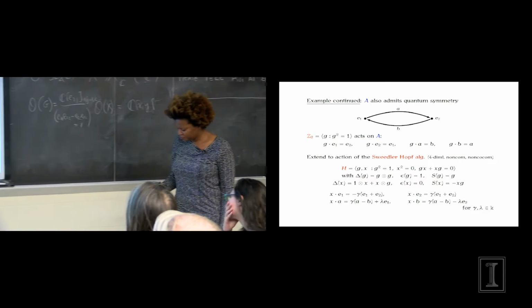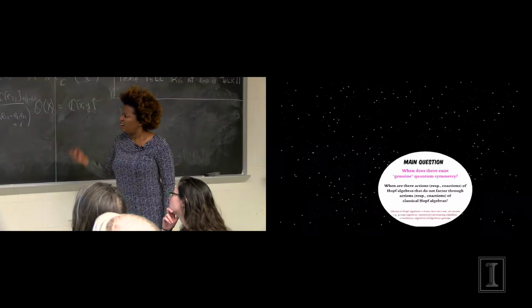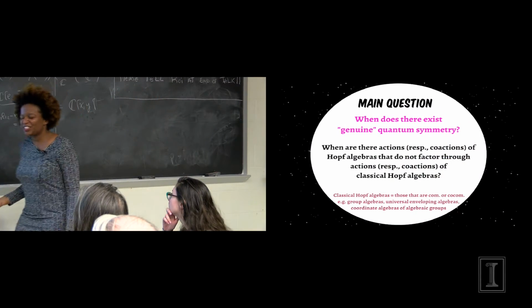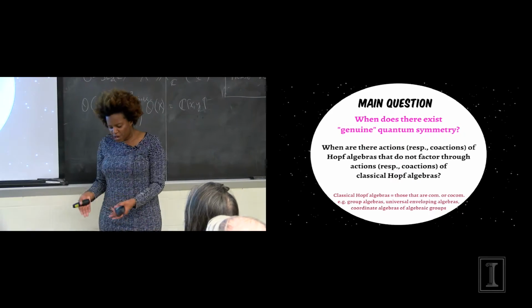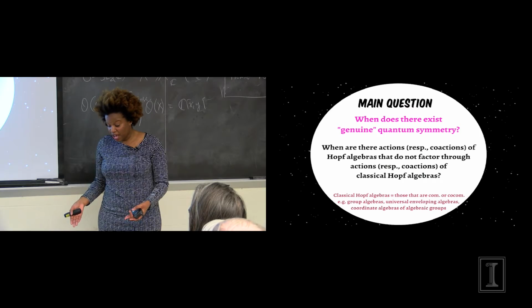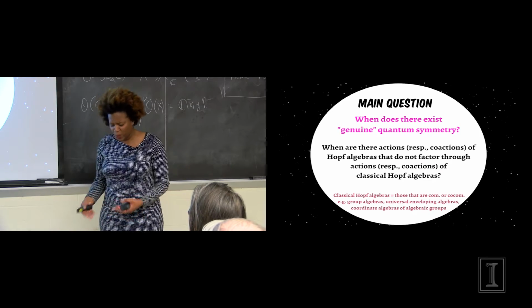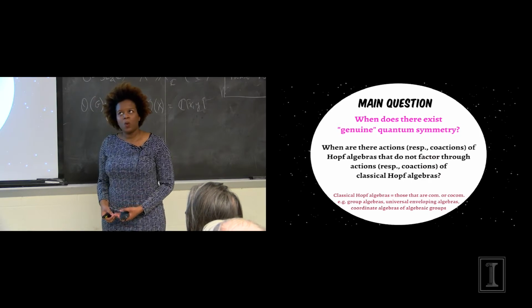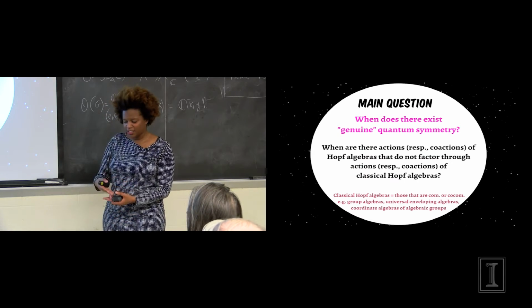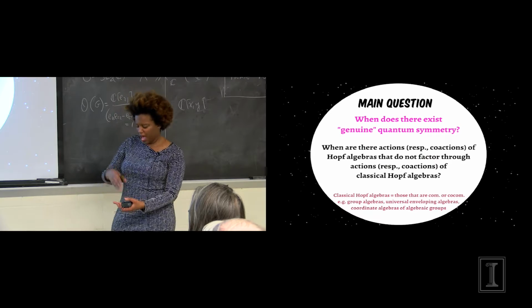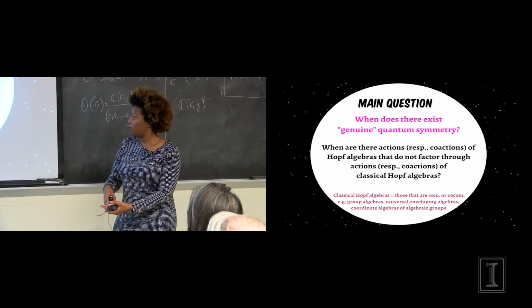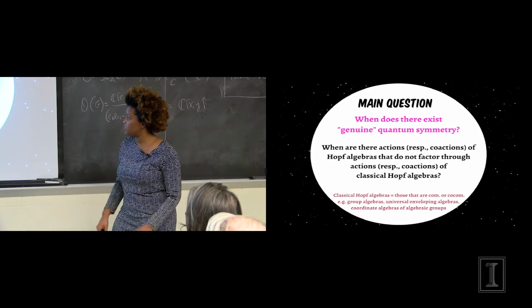Okay, so, all right, what am I even saying? What's the point? The main question is this. If you have a quantum object, whatever that is, you take the noncommutative algebra associated to it, like a coordinate ring, and you ask, what are the genuine quantum symmetries? What are the Hopf algebras that act on it that don't factor through the action of a group or a universal enveloping algebra? When do I have genuine quantum symmetry?